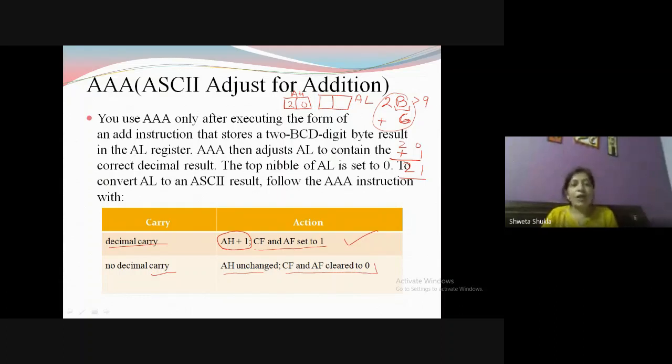Okay, so this completes your arithmetic instructions. In the next lecture, we will deal with the next topic.